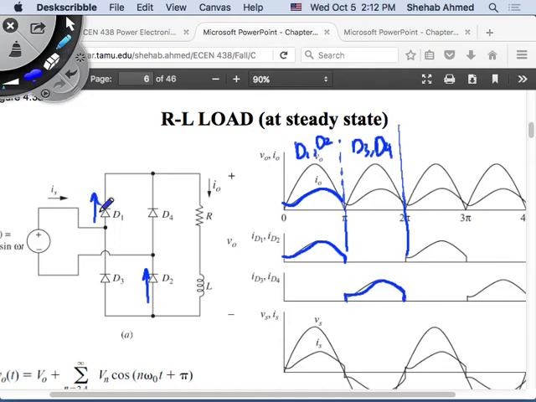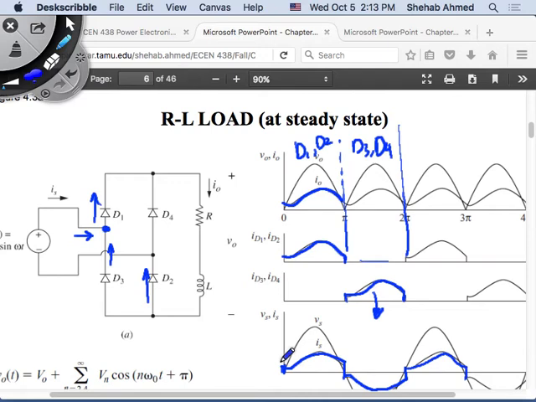Now we do the same exercise. I want my supply current. It's the difference between diode 1 and diode 3 current, so it's ID1 minus ID3. It will be this, but flipped. Here ID1 minus 0, there 0 minus ID3. So my supply current will look something like this. So what did I do to my supply current? Polluted it, right? It's not a sine wave anymore.